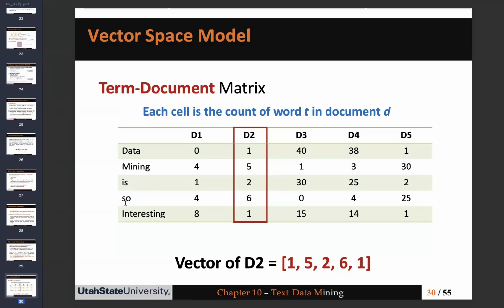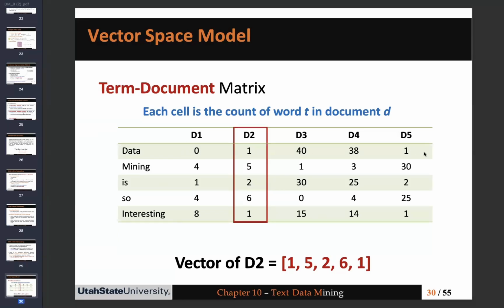Data mining is so interesting. Now, if I count the word data in all the documents here, data might have occurred 40 times in D3, 38 in D4, once in D5, once in D2, and none in D1. Same thing for all the other words that we have in the dictionary. Then we can simply say that the vector representation of data is 0, 1, 40, 38, and 1.